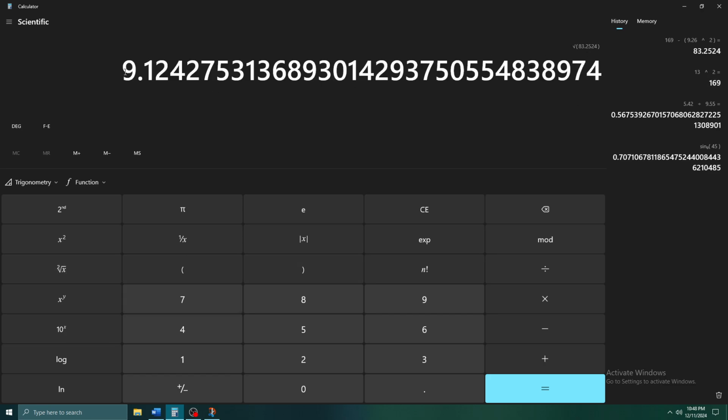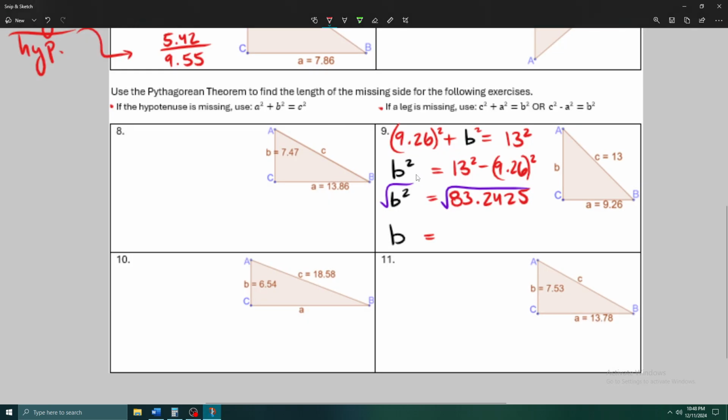So again, yours is actually a little bit different. I'll explain in a second. And I'll just stick to the 9.12. That's fine. Again, with square roots, a lot of the time, so we get 9.12.